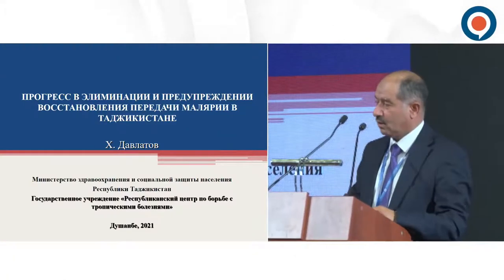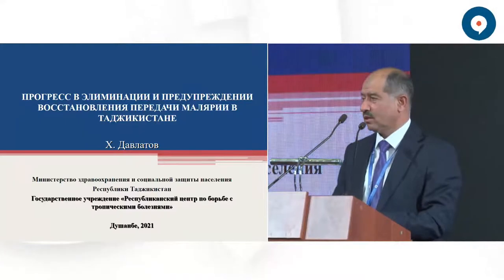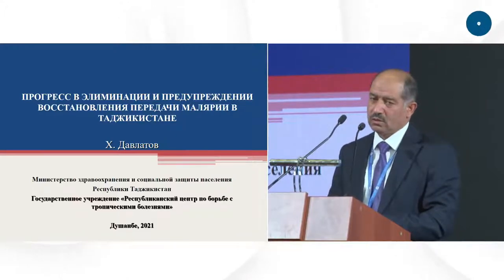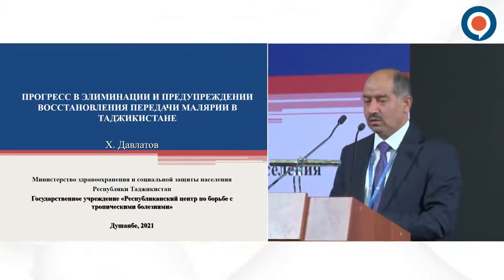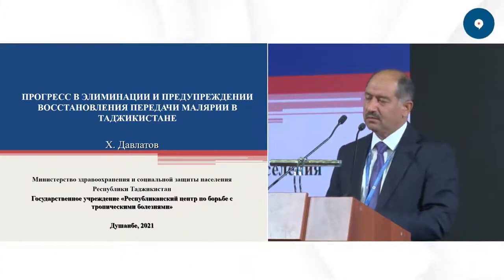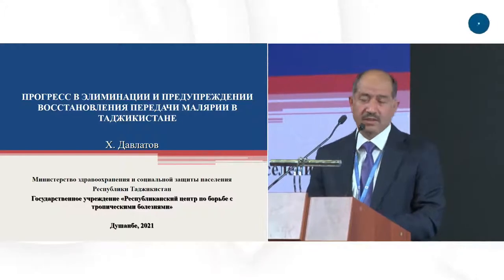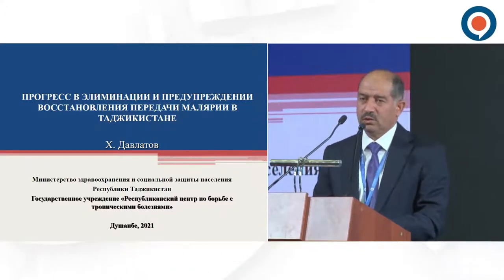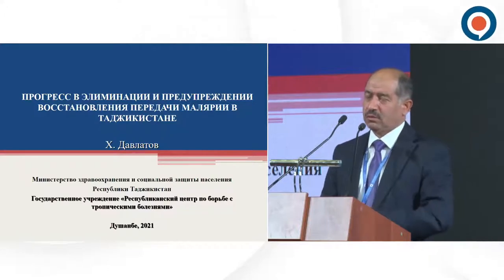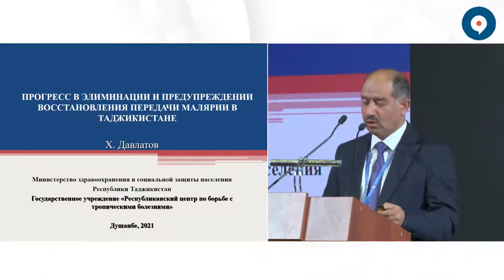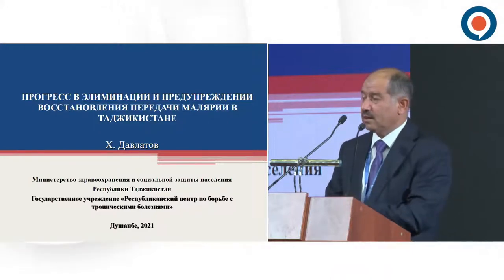elimination and prevention of malaria in the Republic of Tajikistan. So it was back in the 1960s that malaria was identified in Tajikistan. And since then, up to the 1990s, sometimes we did register some singular cases in those territories that are bordering the Republic of Afghanistan. And those cases mostly came from the vectors, the transmission carriers that were coming to us from Afghanistan.